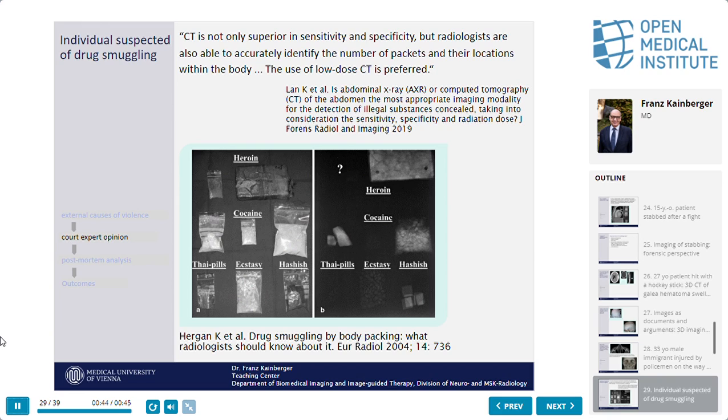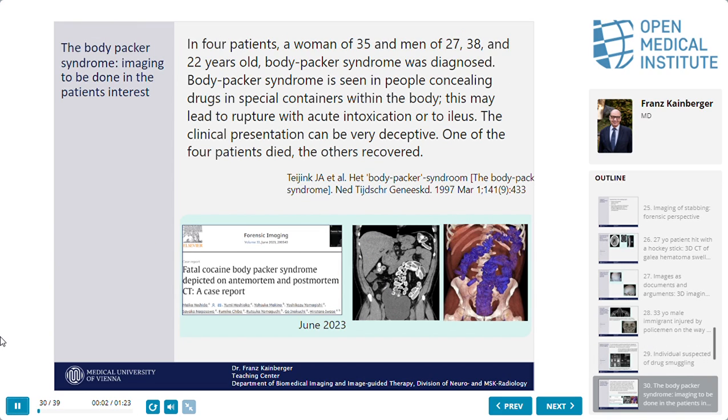And excuse me if I go back here. And sometimes, and this is very important, these packages may rupture. And what then might happen is the body packer syndrome. And so imaging has not only to be done for forensic purposes, but also in the patient's interest. Yeah? And the original publication who defined the body packer syndrome was this one in 4 patients. This syndrome was diagnosed in people concealing drugs in special containers within the body. And in the clinical presentation, it can be very deceptive. One of the 4 patients died, the others recovered.